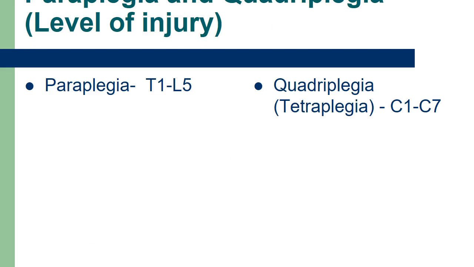Here's a breakdown of the paraplegia and quadriplegia. Again, that quadriplegia updated name is tetraplegia. Paraplegics, the thoracic and lumbar we said, and then quadriplegia, the C1 through C7.